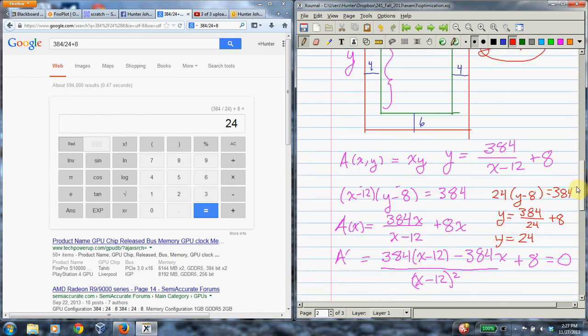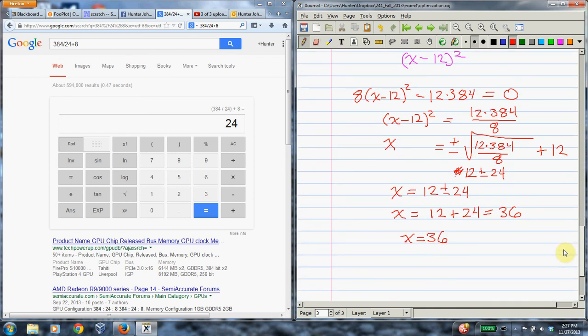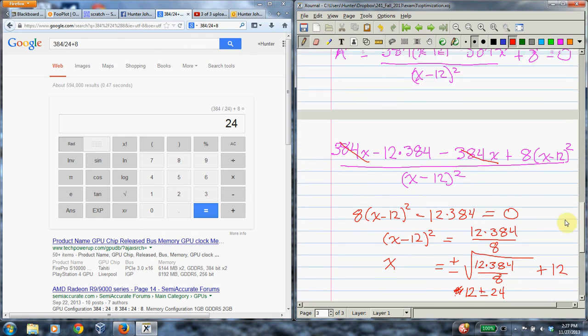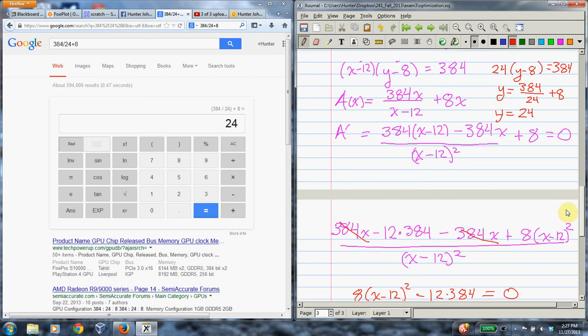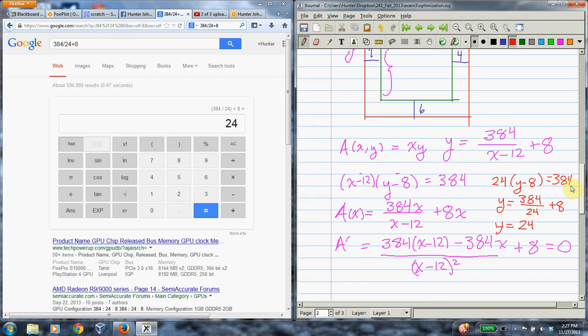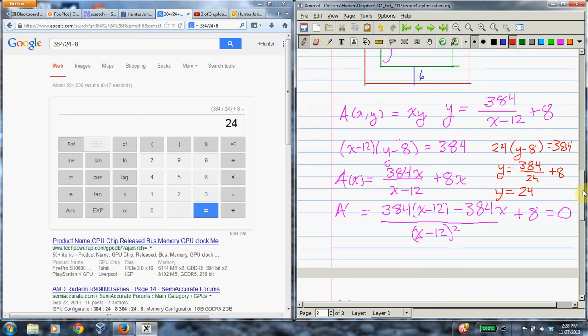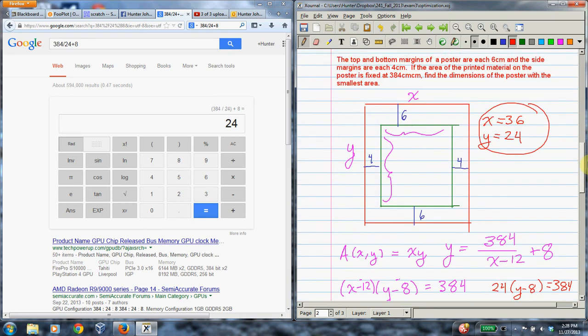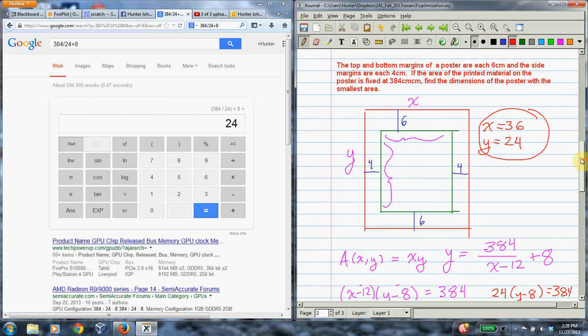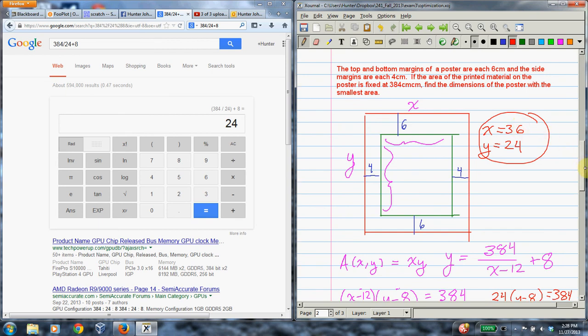So let's just check that it is a minimum. So we can do that by considering the second derivative. Yeah, I'm not going to do the second derivative, but you could in principle look at the second derivative of the area and make sure that it is positive at x equals 36, which means that this is the local minimum.